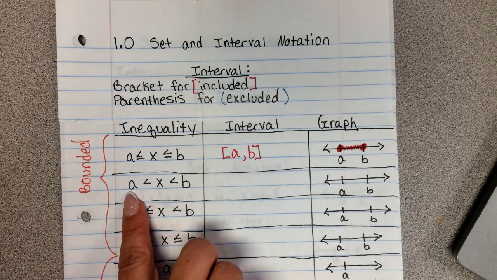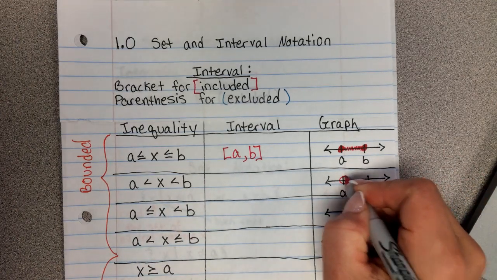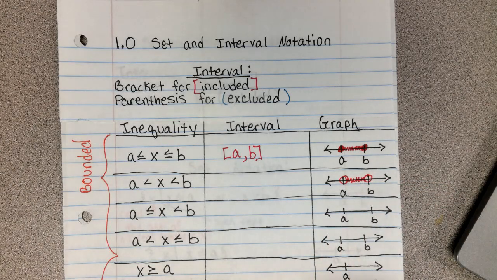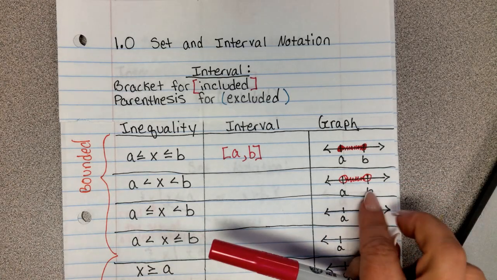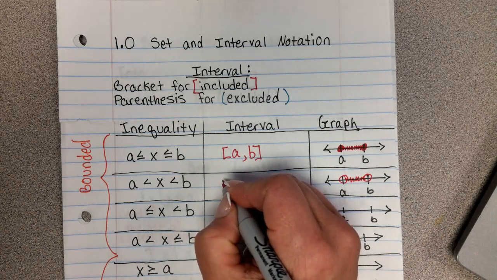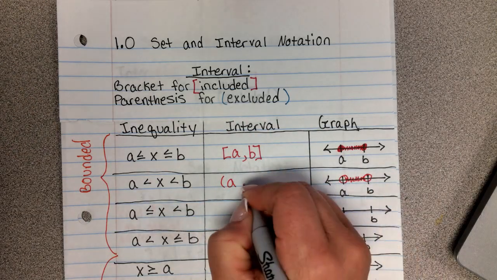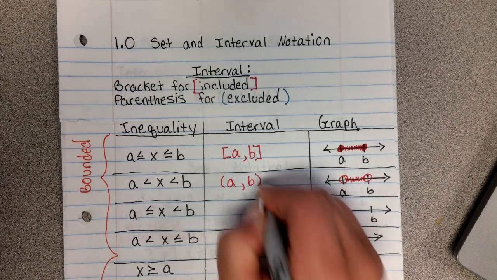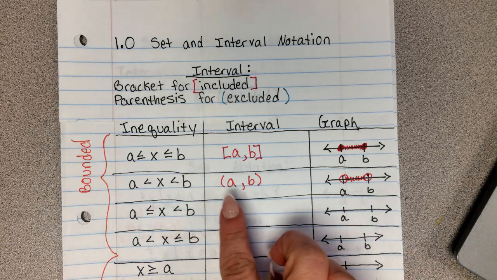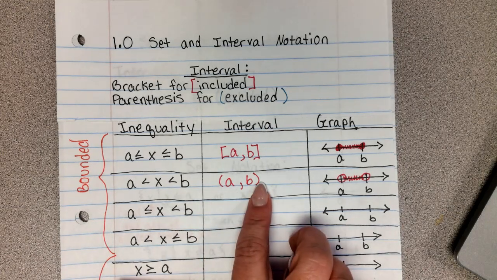Now, let's say I wanted every number between A and B, but not exactly A and B. So A is less than X is less than B. That's saying I want all the numbers between A and B, but do not include A and do not include B, meaning open circles on those. So I'd use parentheses: parenthesis A, comma, parenthesis B, meaning all the numbers between A and B except for A and B. Get really close to A, but don't use it. Get really close to B, but don't use it.